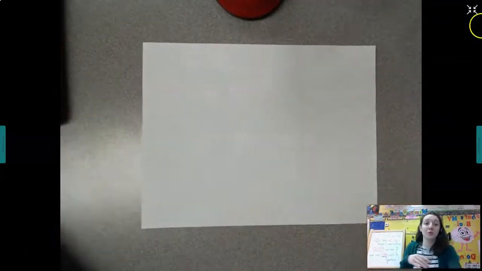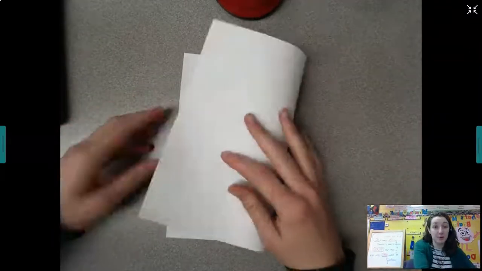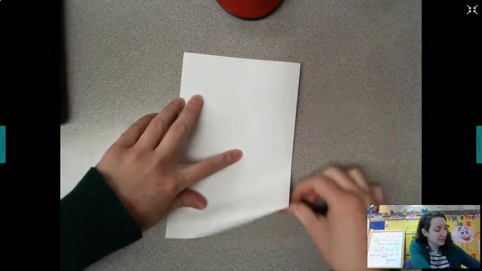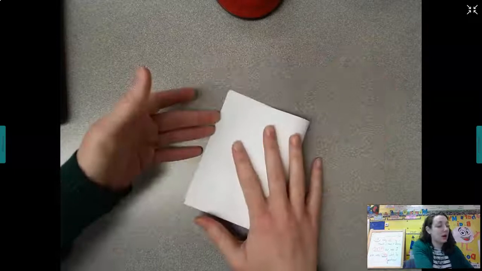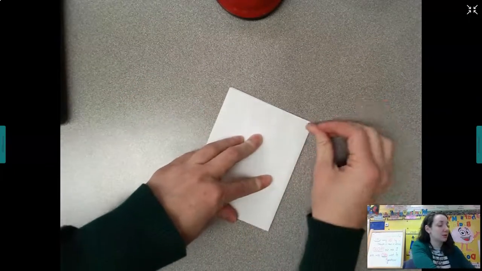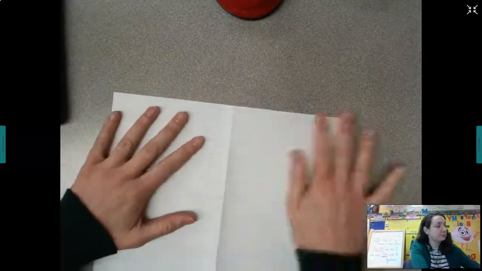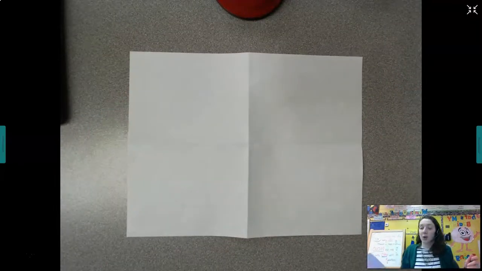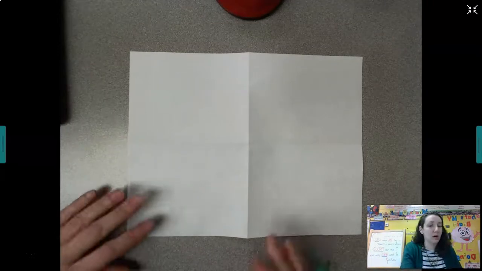All right, so remember with our triggers, you want to fold your piece of paper like a hamburger, or horizontally, twice. Give it a good crease so that when we unfold it, you're going to have 4 squares on the front and 4 squares on the back. So 1 square for each of our vocabulary words.